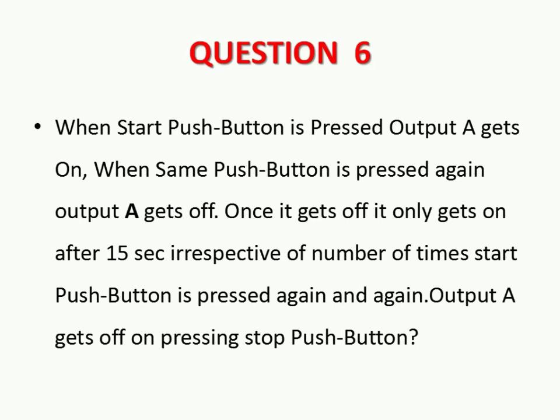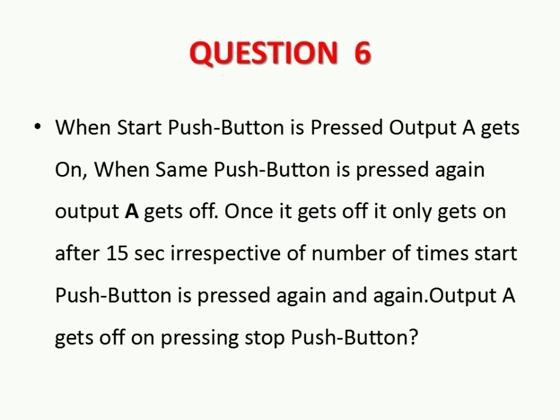When start push button is pressed, output A gets on. When same push button is pressed again, output A gets off. Once it gets off, it only gets on after 15 seconds, irrespective of number of times start push button is pressed again and again. Output A gets off on pressing stop push button. So this is the question. We'll start with the first line first. When start push button is pressed, output A gets on.